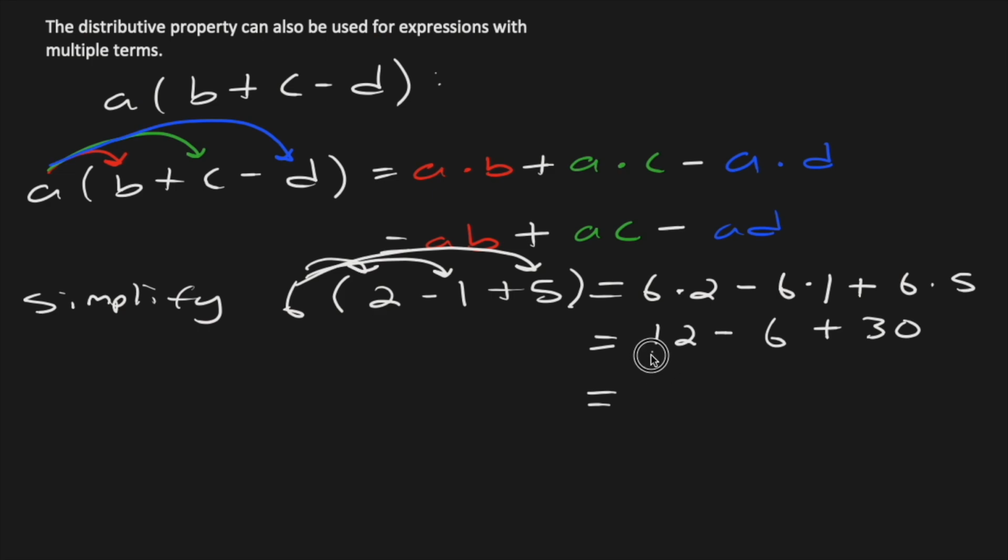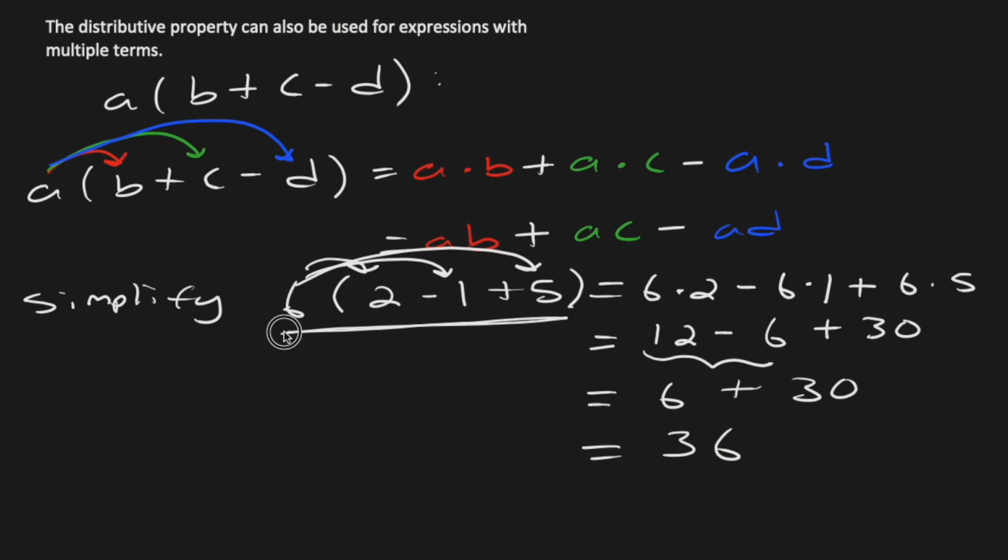We know that 12 minus 6 is equal to 6, plus bring our 30 down, right? And 6 plus 30 is equal to 36. So we just found the answer. We just simplified by using the distributive property of multiplication.